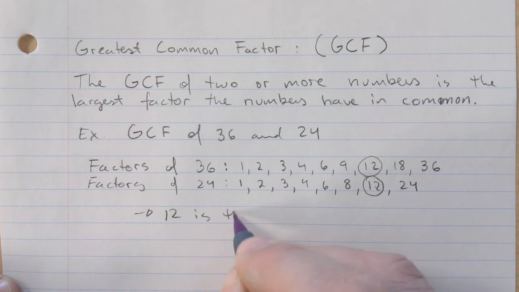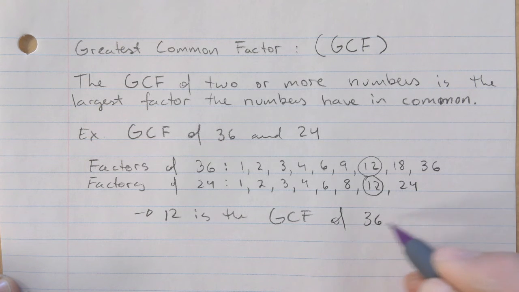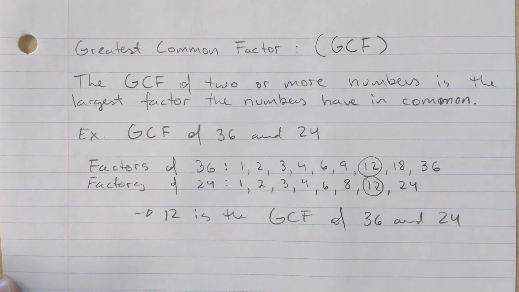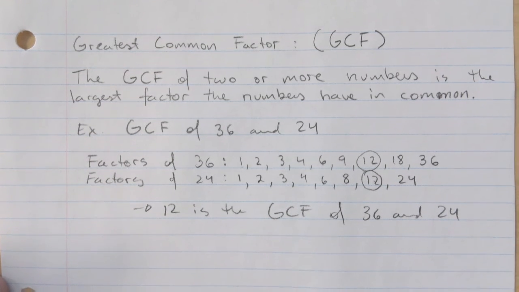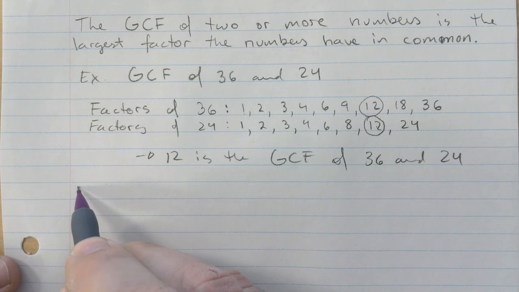12 is the GCF of 36 and 24. This is the long way of doing this. You do not want to be doing it this way moving forward.